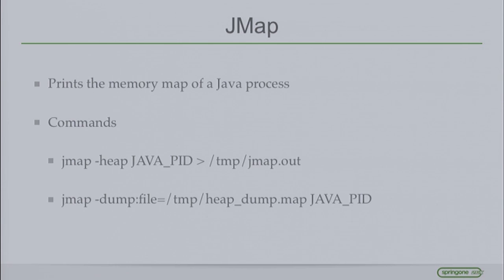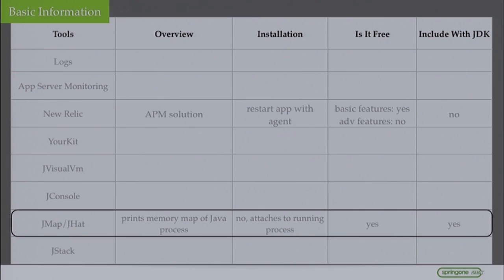Jmap will print the memory map of a Java process. It comes with the JDK. There are various options you can use with it. The two I'm going to show today are the -heap and the -dump commands. Let's start first with -heap, but before we do that, again, let's put our information in the chart. Jmap prints the memory map of the Java process. It'll attach to a running process. You don't need to restart your application. It's included with the JDK, and so it is free.